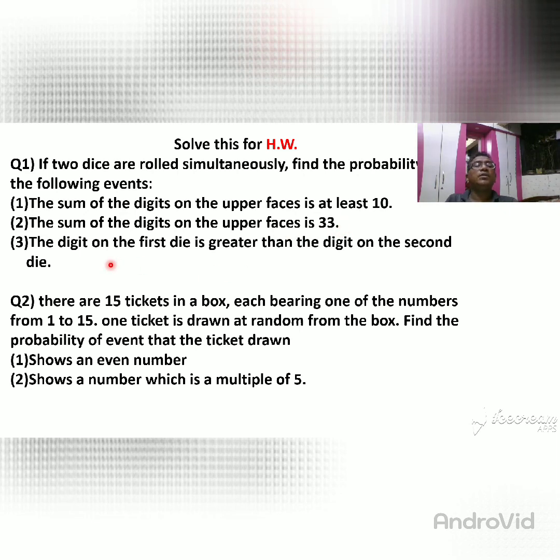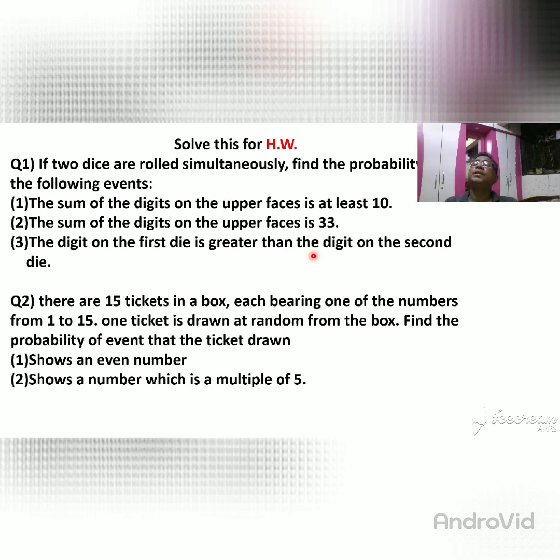Then C: the digit on the first die is greater than the digit on the second die. So the first die's digit is greater. You start from 2 1, where the first number is greater. Then 2 3, is it possible? No. Because in 2 1 the 2 is greater, but 2 3 is not possible. Then you write 3 1, then 3 2. Then 3 4 is not possible.